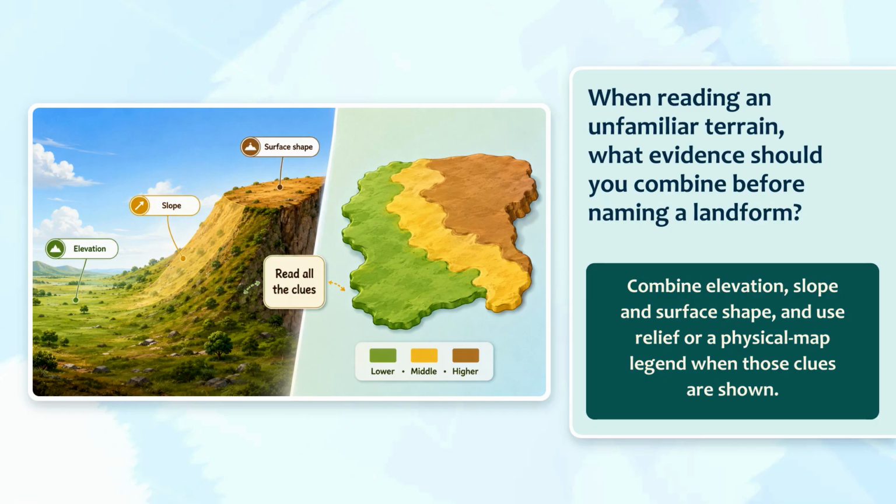When reading an unfamiliar terrain, what evidence should you combine before naming a landform? Now we can state the full method. Combine elevation, slope, and surface shape, and use relief or a physical map legend when those clues are shown. That combination gives a careful, evidence-based terrain reading. You are ready to use these clues to read landforms carefully in new landscapes and maps.